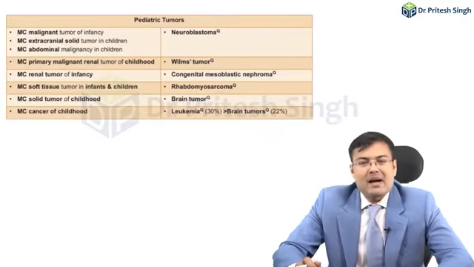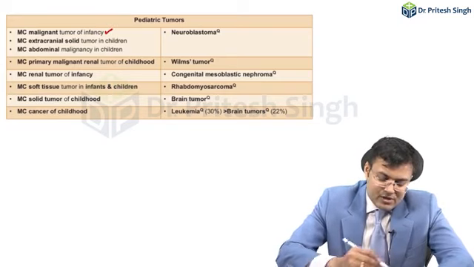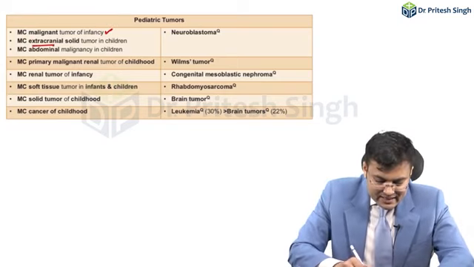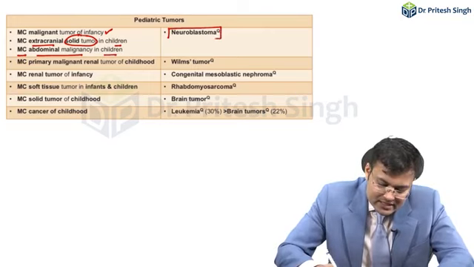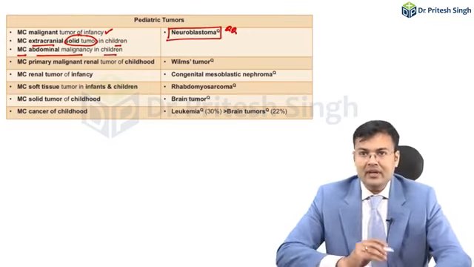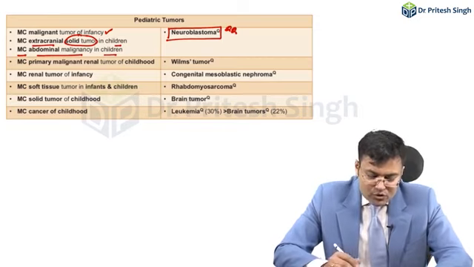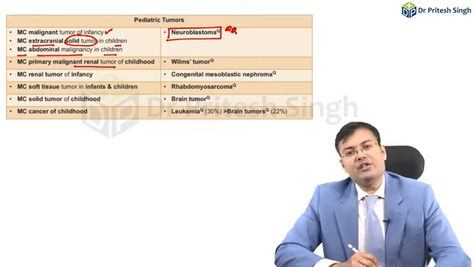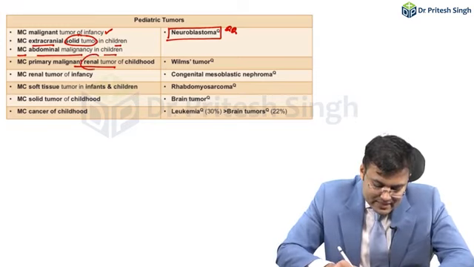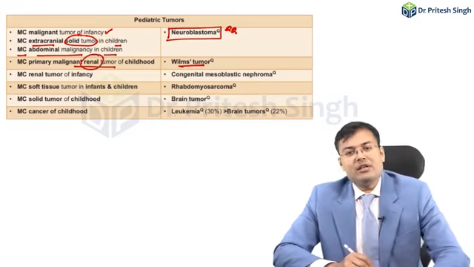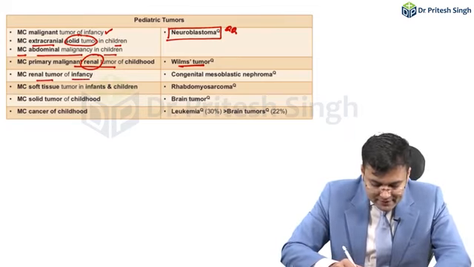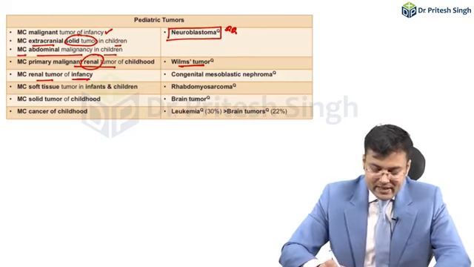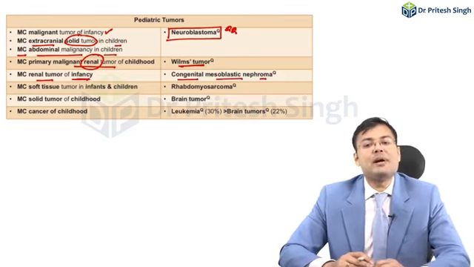First question: what's the most common malignant tumor of infancy? Most common extracranial, be careful, solid tumor in children, and most common abdominal malignancy in children. For all these cases, the answer is neuroblastoma. Most common primary malignant renal tumor of childhood, it's Wilms tumor. One question is asked: what's the most common renal tumor of infancy? Be careful, it's benign and it's congenital mesoblastic nephroma.